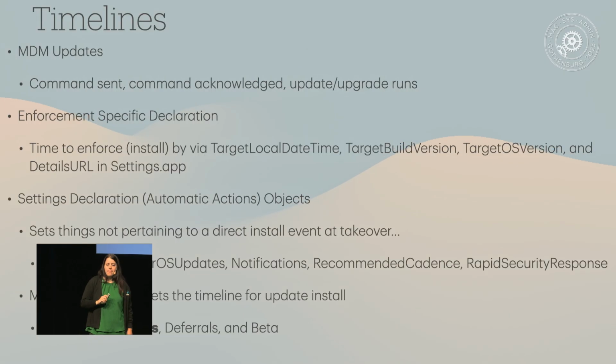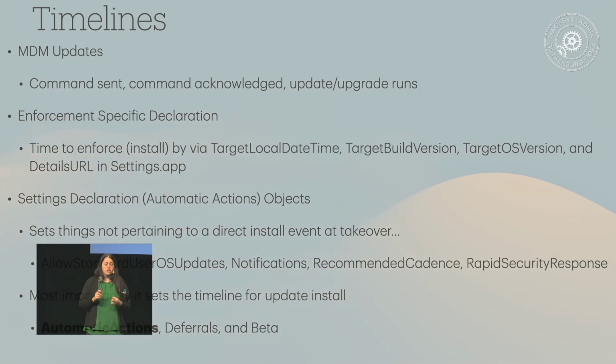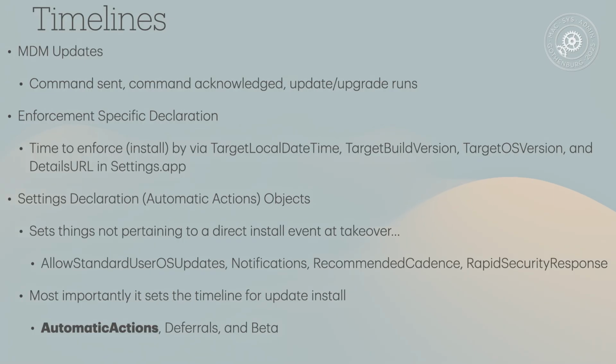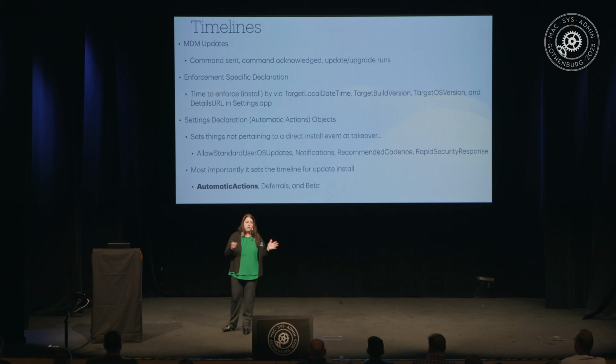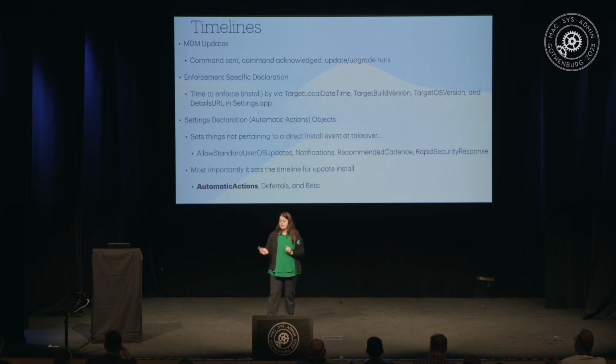Now with MDM updates, for timeline, you're sending that command, the command is acknowledged by the device, and that update's going to run with whatever setting, default, install later, force install that you've set. For the enforcement-specific declaration, you'll again be doing that target local date time, build version, OS version, and the optional URL. I'll go into a little bit of a breakdown of that by timeline. We've seen some this week, but I'll do it quickly.